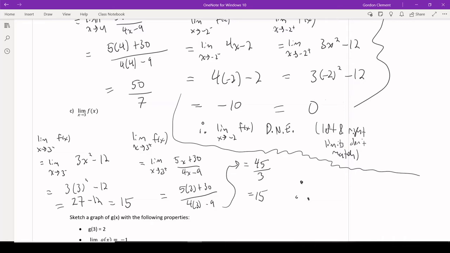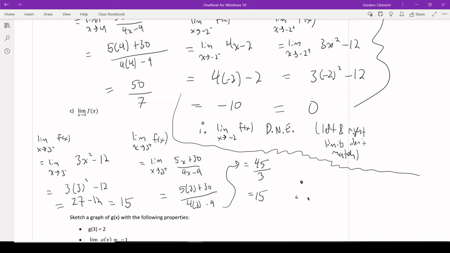When I plug in 3, I'm saying I've established that I'm allowed to plug in 3. So that's the step where I've actually done the limit here. So that's where I stop writing limit as x approaches 3, as soon as it becomes 3. And then from there, I do the math, and I got 15 as my final answer there.